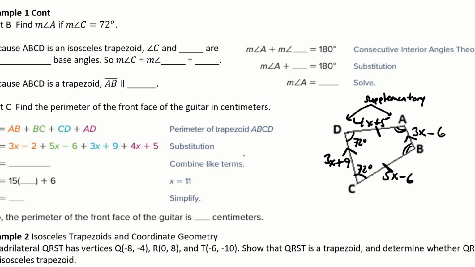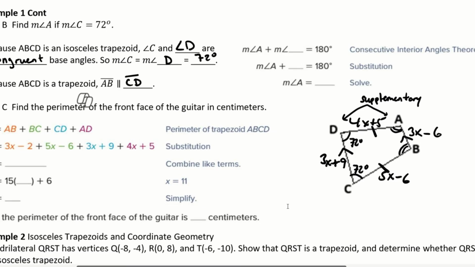So all right, we have that. Because ABCD is an isosceles trapezoid, we see that angle C and angle D are congruent base angles. And we see that the measure of angle C is equal to the measure of angle D, which is 72 degrees. Now, because it's a trapezoid, we see that AB is parallel to CD, and therefore we can use the alternate or consecutive interior angles theorem, right?